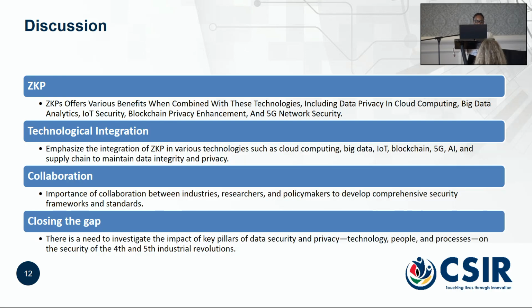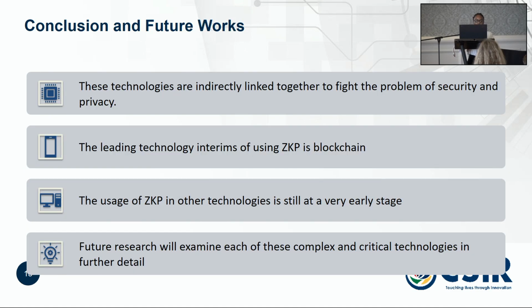frameworks and standards. And in order to close the gap, we found that the integration of technology, people, and processes as the key pillars of data privacy and security will be very beneficial. And in conclusion, we found that these technologies are indirectly linked together to fight the problem of security and privacy, and that the leading technology in terms of ZKP is blockchain.